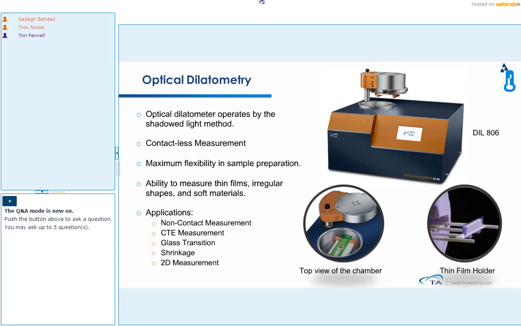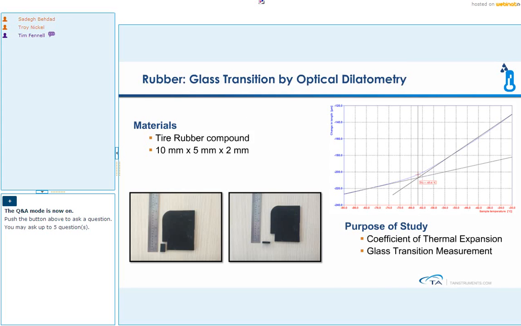So this allows you to have a lot of flexibility because the sample is not mounted on grips, and it's a good method when you're looking at thin films, irregular shapes, or soft materials. Say you're looking at an LSR, and it allows you to measure the coefficient of thermal expansion or even glass transition. Or with a different variant of this same machine, you can even have 2D measurements of the expansion or contraction of your sample.